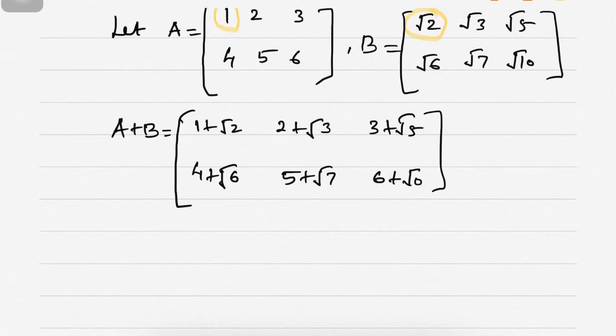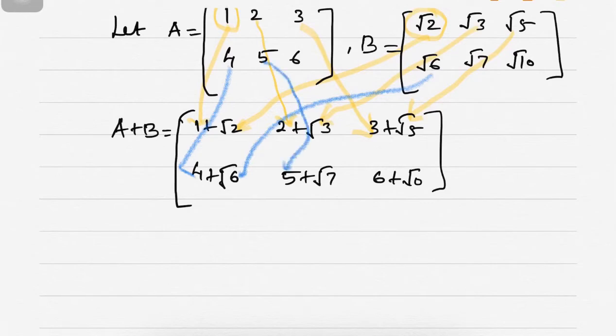A11 of the first matrix will be added to A11 of the second matrix. A12 will be added to A12 of the second matrix. A13 of the first matrix will be added to A13 of the second matrix. Same way, A21 of the first matrix will be added to A21 of the second matrix. A22 of the first matrix will be added to A22 of the second matrix. And lastly, A23 of the first matrix will be added to A23 of the second matrix.